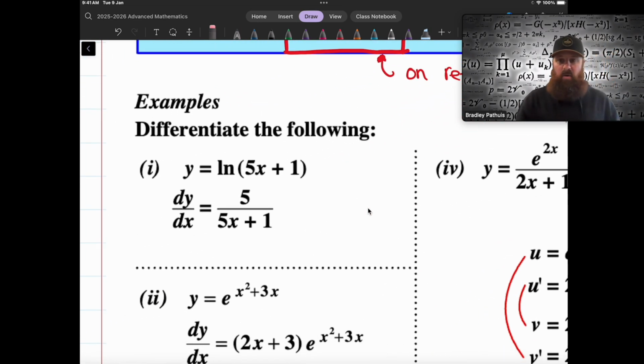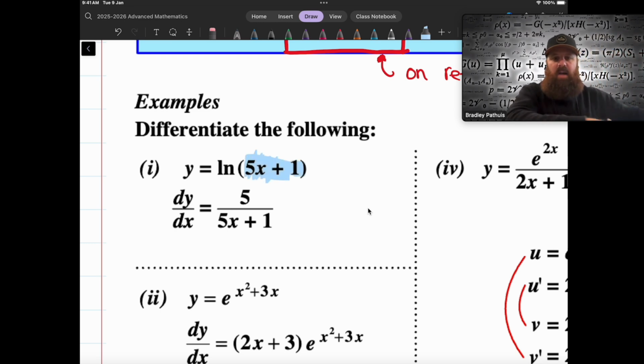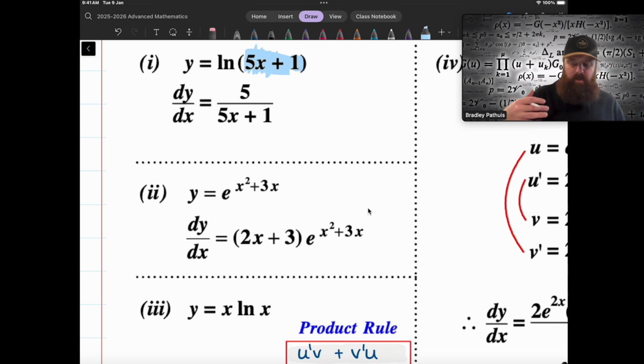So if I have ln of 5x plus 1, well, what is the derivative of 5x plus 1? The derivative of 5x plus 1 is just 5. So our numerator is 5, and the denominator becomes 5x plus 1. A second example there, what about e to the power of x squared plus 3x? Well, what is the derivative of x squared plus 3x? The derivative of x squared plus 3x is 2x plus 3. And then you can see that's multiplied by e to the x squared plus 3x.